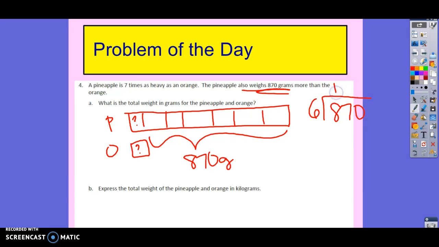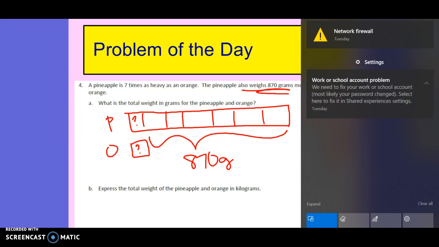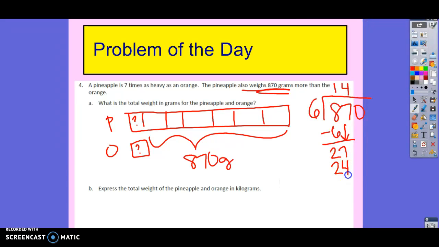So 6 will go into 8 1 time. Bring down the 7. 6 will go into 27 4 times. 4 times 6 is 24. 6 will go into 30 5 times. So each of these sections is 145 grams. That means the orange weighs 145 grams.